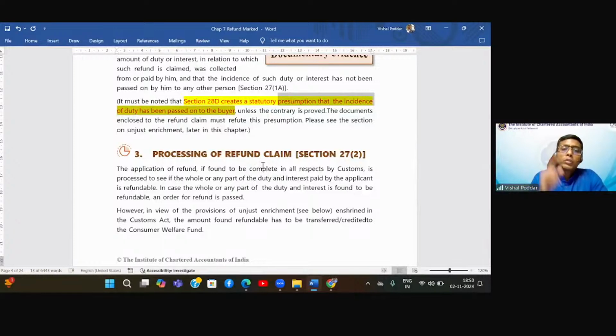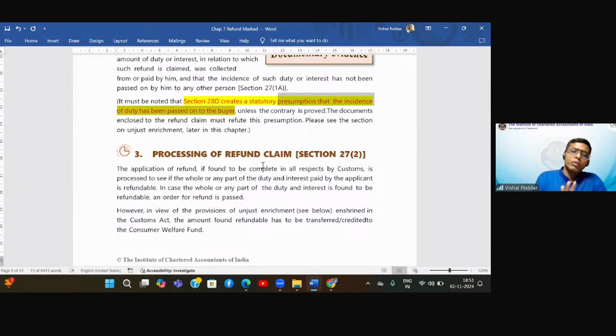It means that now the burden of proof is on the importer, on the applicant, to prove that, no, even if the law is presuming, the law is not saying it is accepted, it is only presumed by the law. So the law is still giving you an opportunity. We are, in the first place, presuming that you have passed on the duty incidence. If you want to claim that, no, I have not passed on the duty incidence, it is now your responsibility. The burden of proof is on you to make us believe and accept that you have not passed on this burden.